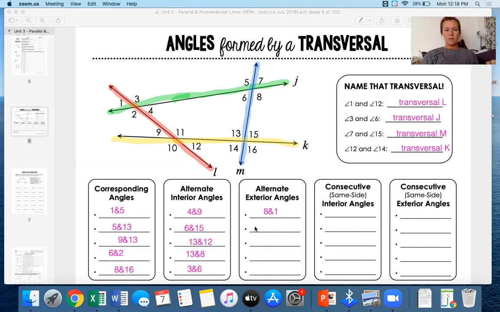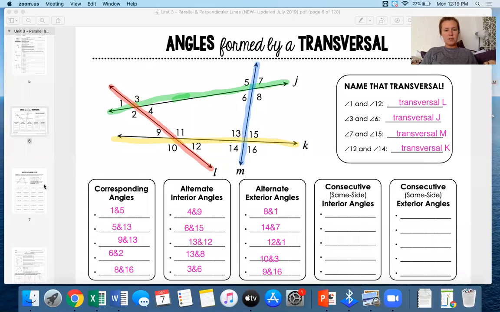14 on the blue transversal. Love it. And 12 on the red transversal. So 12 on the red transversal. Yeah, 12 and 1. And then how about 10 on the red transversal? Yep. All right, last one, 9 on the yellow transversal. Good job. I think we're totally getting this. I'm pumped for you guys.